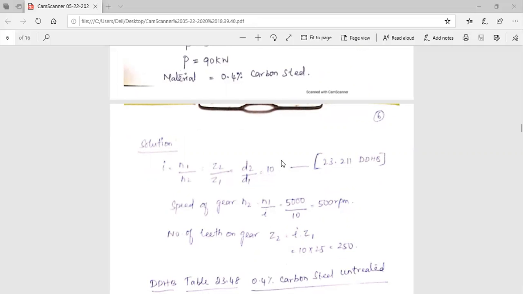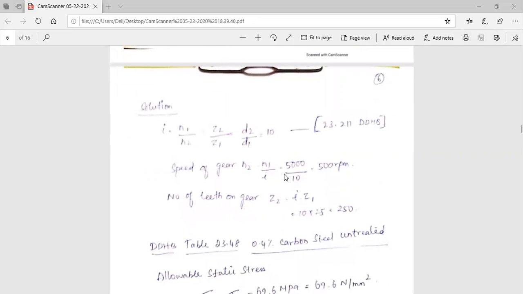After that, already we know the speed of the pinion, that is N1. N1 we already know, 5000 rpm. So from the data we find N2, the speed of the gear. N2 is equal to N1 by i. That's why 5000 divided by 10 is equal to 500 rpm. That is the speed of the gear. N2 is equal to 500 rpm. So from the transmission ratio, we found the speed of the gear.